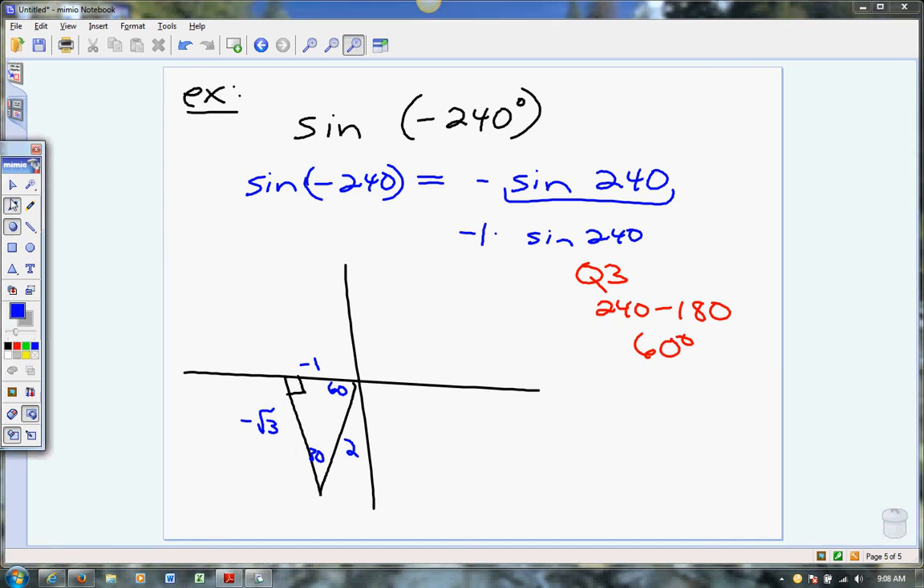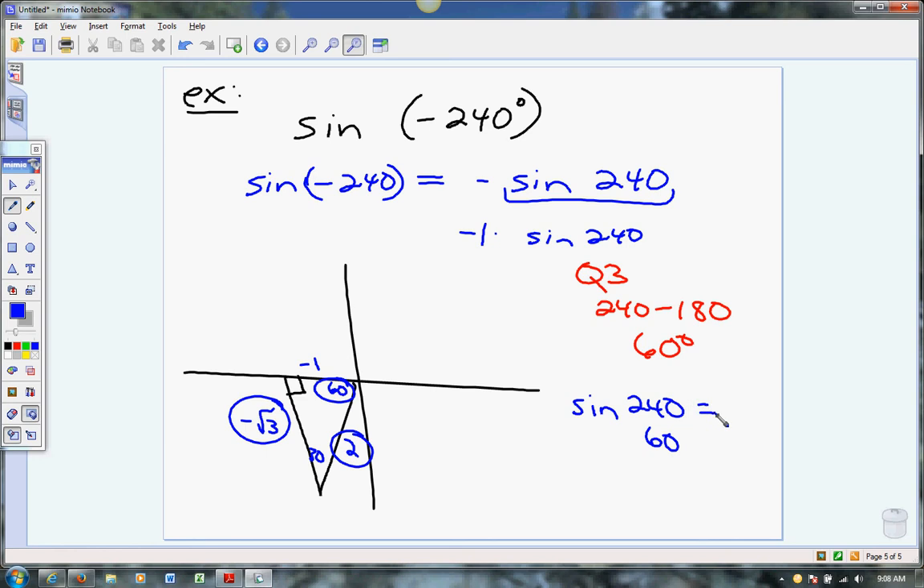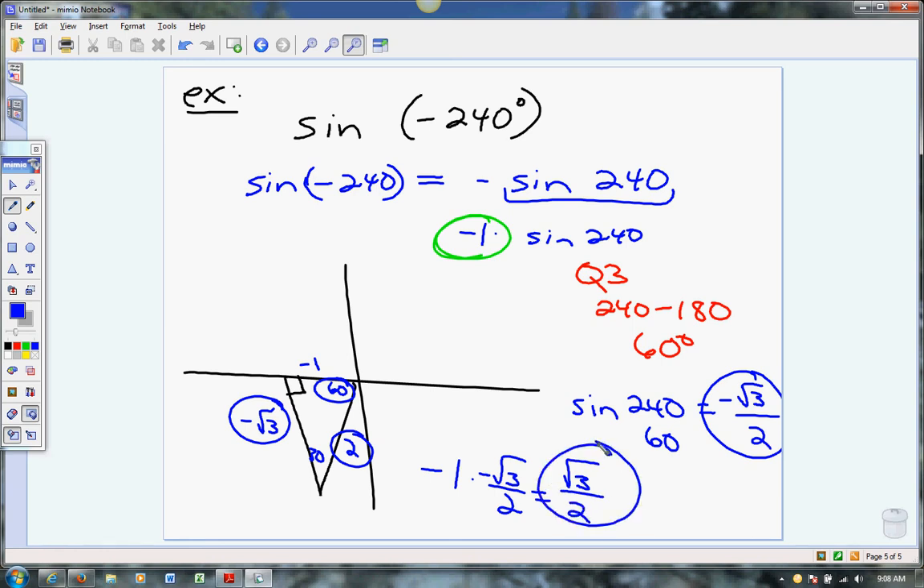I don't know what happened with my pen there. And so now I need to find the sine of 240 using this 60-degree angle. Sine is opposite over hypotenuse. So that's going to be negative radical 3 over 2. But don't forget, aren't we supposed to multiply this thing by negative 1? So negative 1 times my negative radical 3 over 2 is going to make my final answer positive radical 3 over 2. And we will stop there for today.